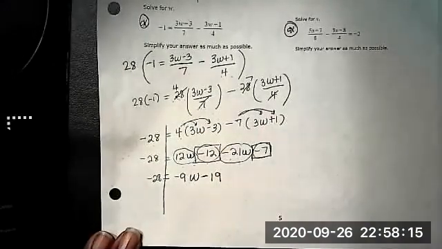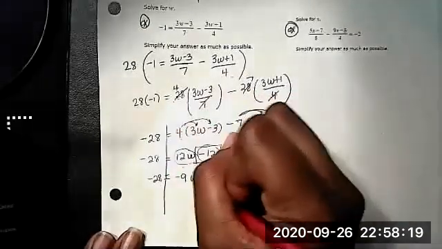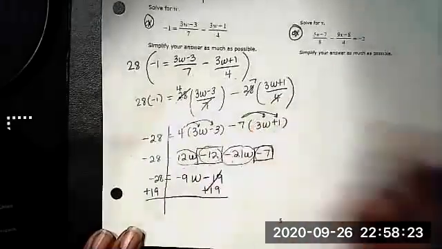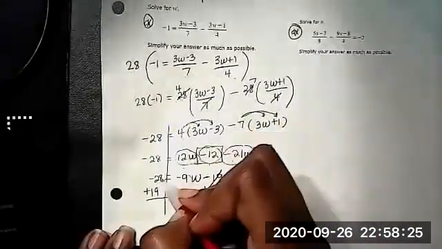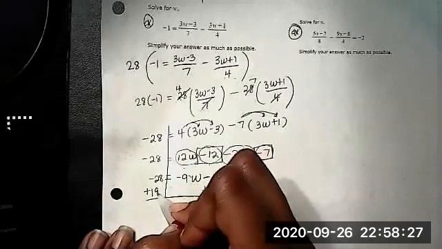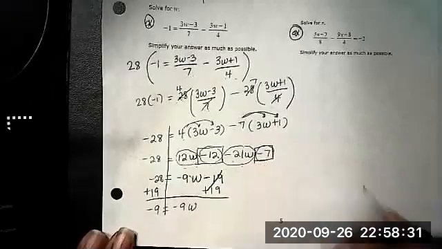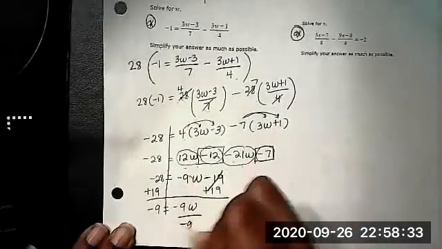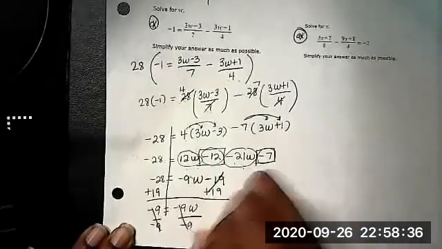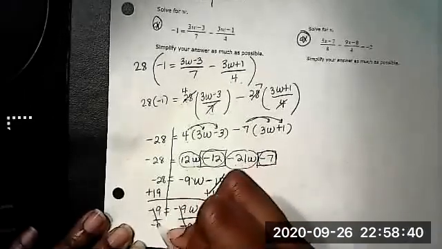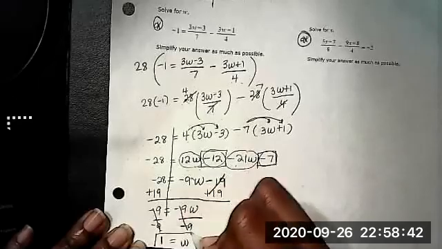Now I'm going to add 19 to both sides, because now I'm trying to get w by itself. This becomes -28 plus 19, which is -9. Okay, now I can divide both sides by -9. So after all of that, our w became -9 divided by -9, which is actually 1.